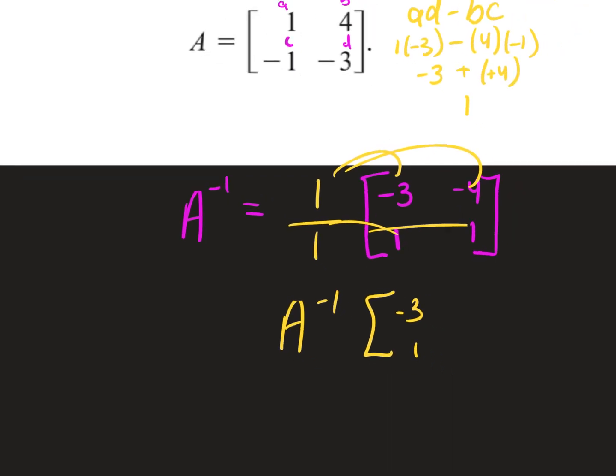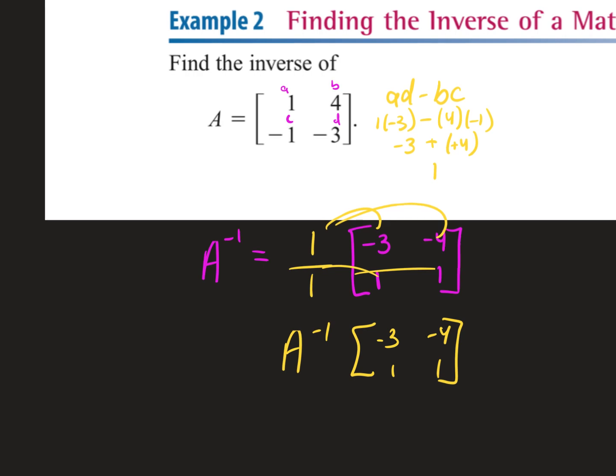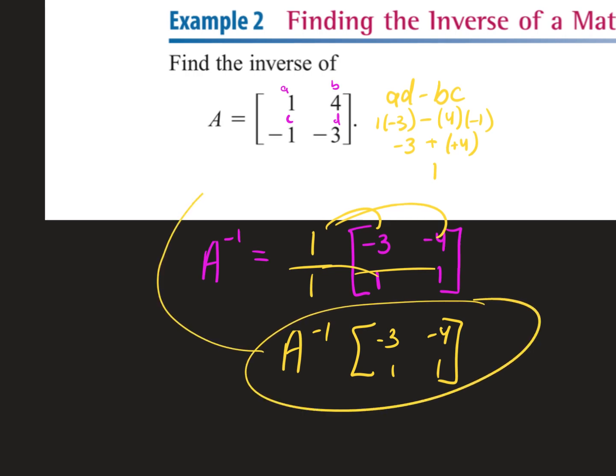Okay, so negative 3, 1. And then when I multiply here, I get negative 4, 1. So the inverse of A is right here. Now, if you guys look at that, do you kind of see some similarities?